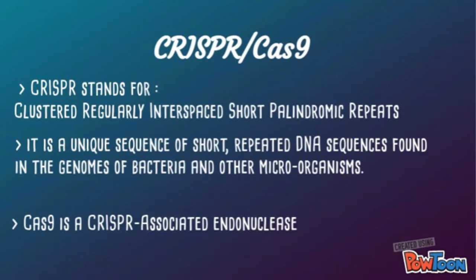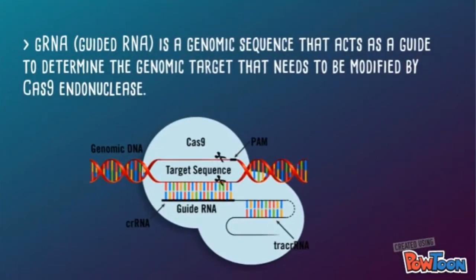CRISPR consists of two components: a non-specific CRISPR-associated endonuclease, which is Cas9, and a guide RNA, which is also called gRNA. The gRNA is a short synthetic RNA composed of a scaffold sequence necessary for Cas9 binding and a user-defined, about 20 nucleotide spacer or targeting sequence, which defines the genomic target to be modified.